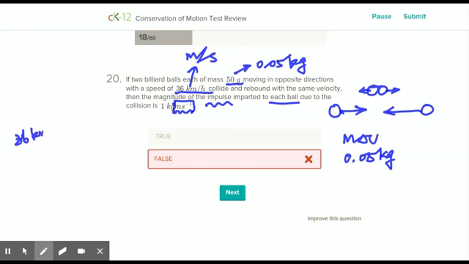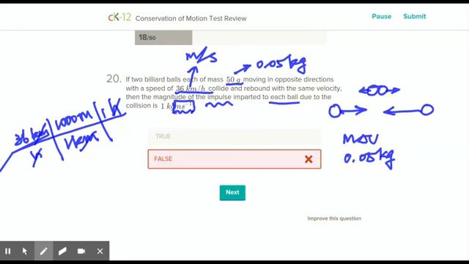36 kilometers per hour. Convert the kilometers first. 1 kilometer is equivalent to 1,000 meters. So kilometer cancels. And then 1 hour, the opposite cancels, is equal to 3,600 seconds. So multiply the top, divide by the bottom, you get 10 meters per second. Okay? So 10 meters per second is before the collision.